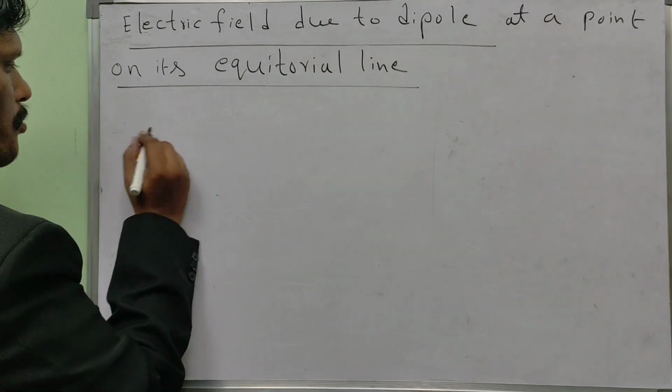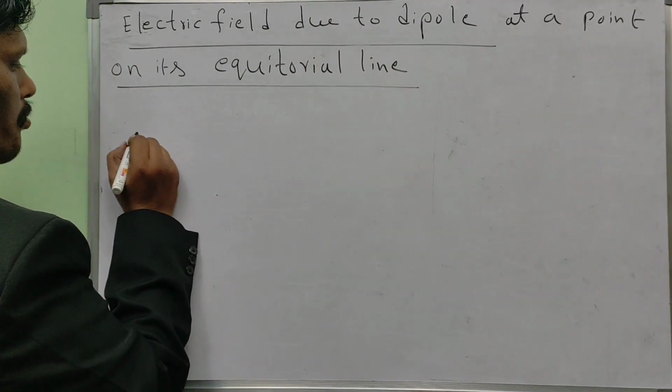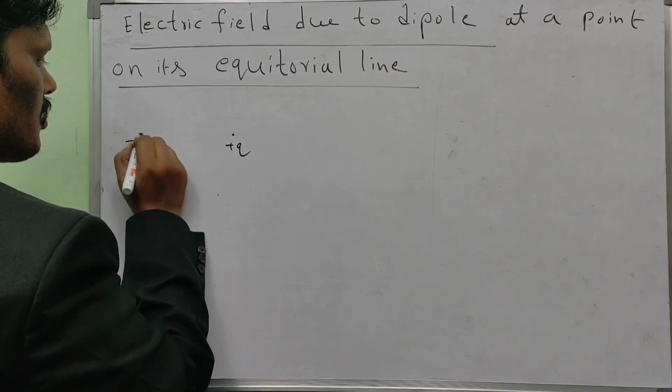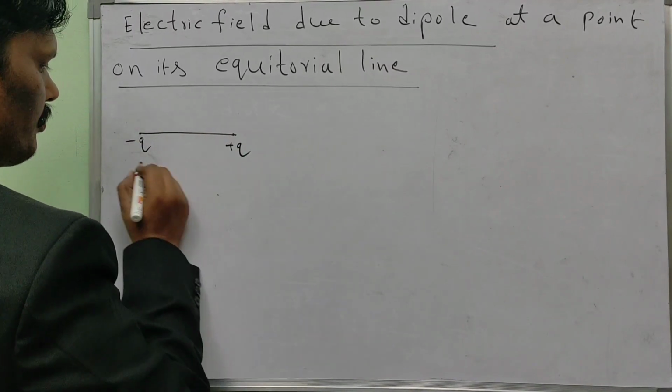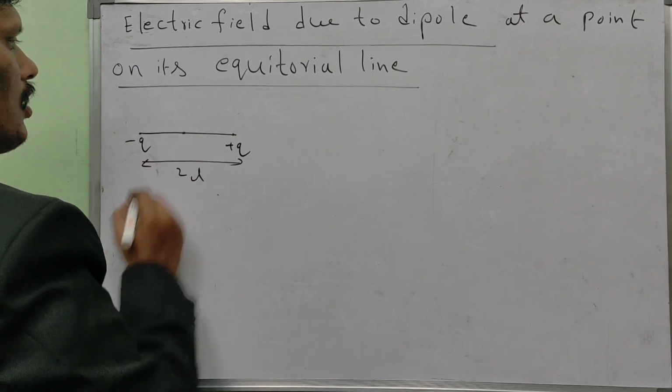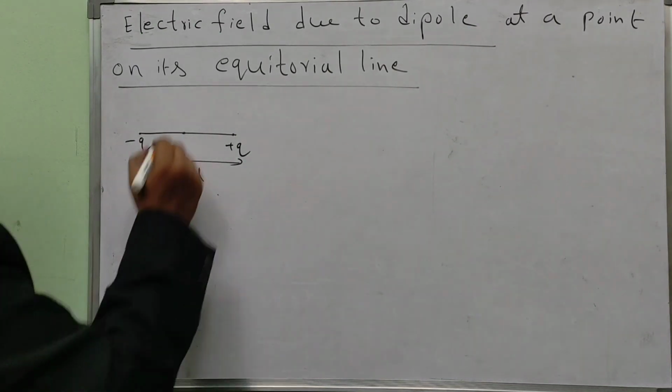Suppose I am going to consider a dipole, an electric dipole. That means this is the negative charge and this is the positive charge, separated by a distance 2L. This is the 2L, and this is the center. I am going to consider a point.